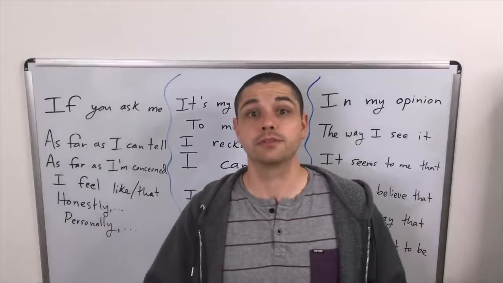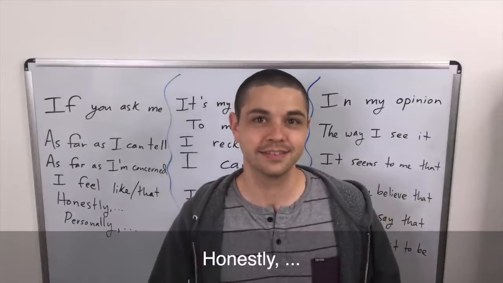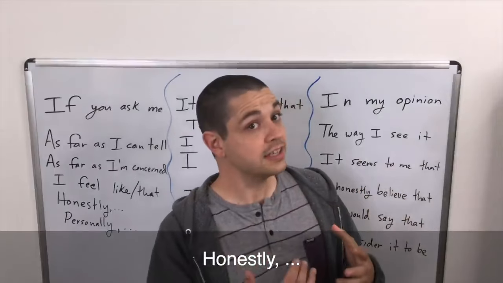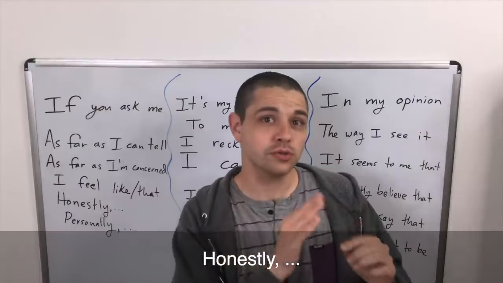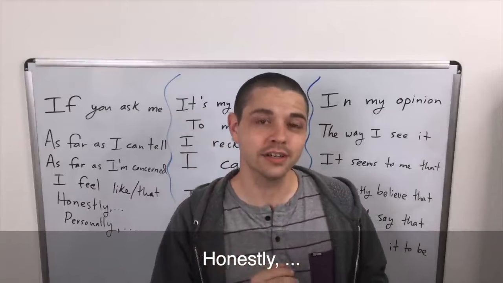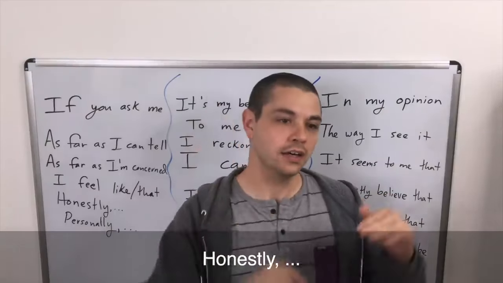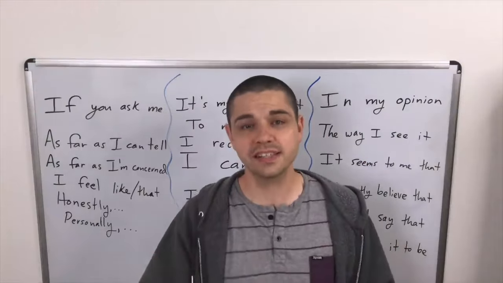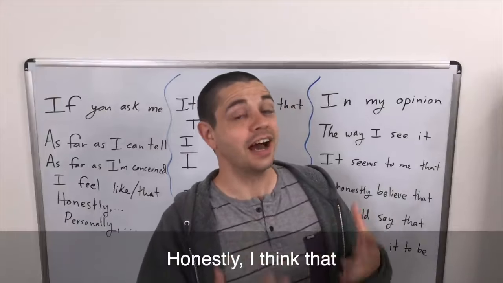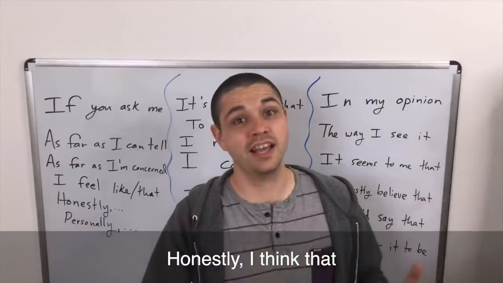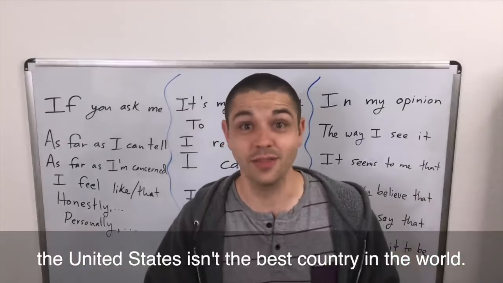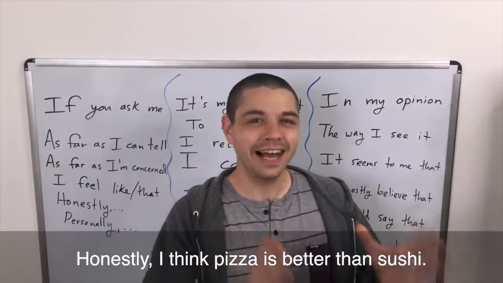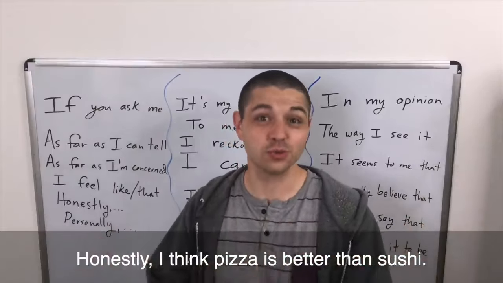Okay, the next one is really easy too. It's just one word, honestly. And sometimes we will start speaking and say, honestly, and you should always use this rising intonation, right? We start low and then we go high. Honestly, and then we continue the sentence. So we might say something like, honestly, I think that the United States isn't the best country in the world. And you might hear somebody say, honestly, I think pizza is better than sushi.